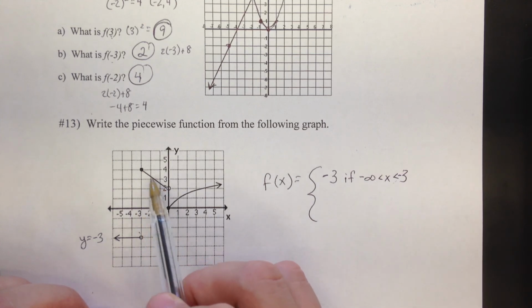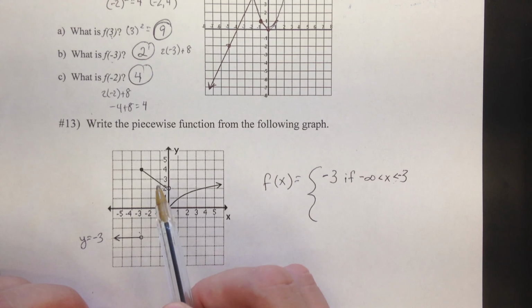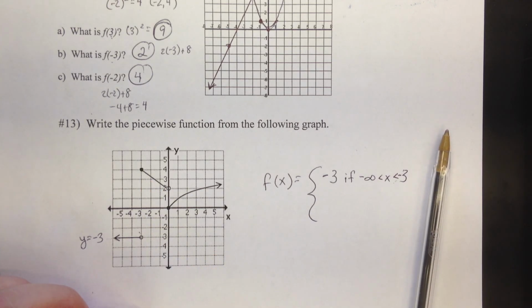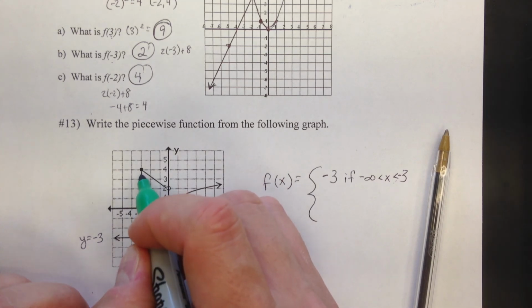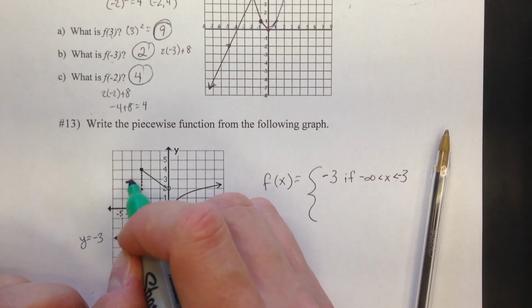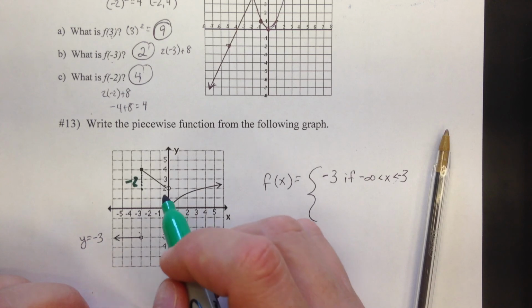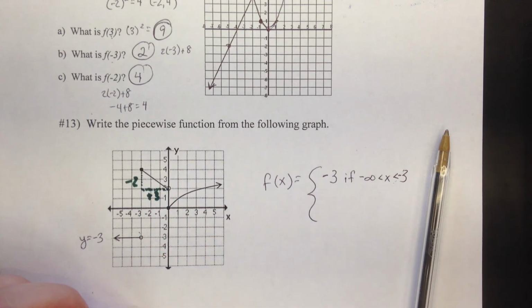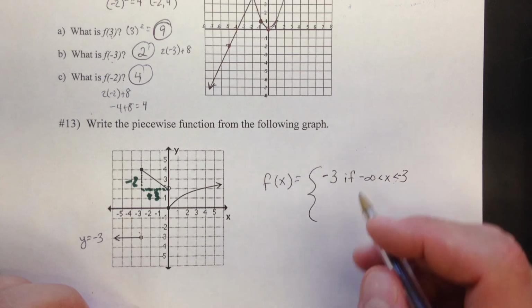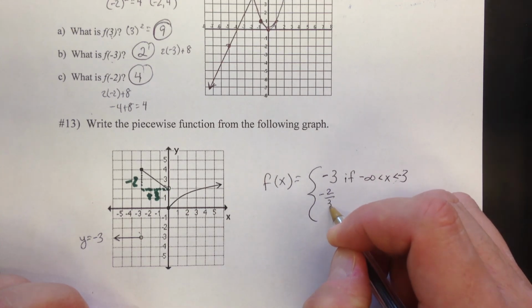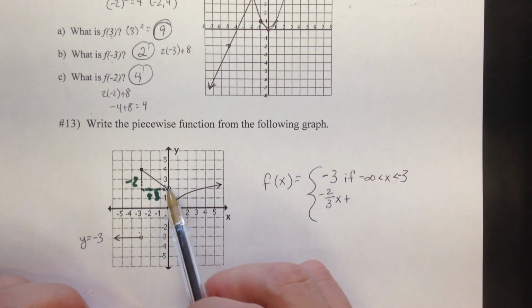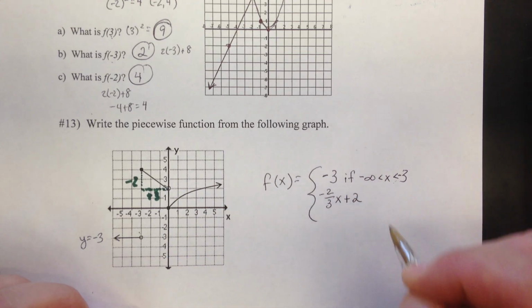The second piece is also a line. And it goes from here to here. Now what we could do is we could count. How about we do a little rise over run? The slope is down 2, negative 2, over 1, 2, 3, positive to the right. So we get y equals negative 2/3 x plus b. The y-intercept is positive 2.